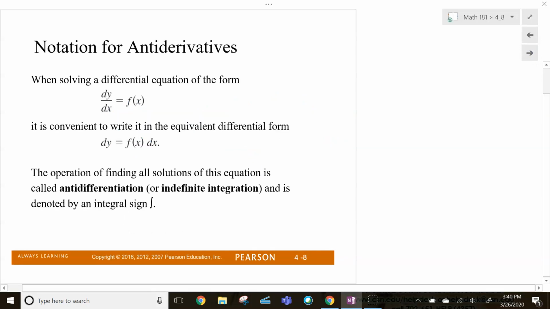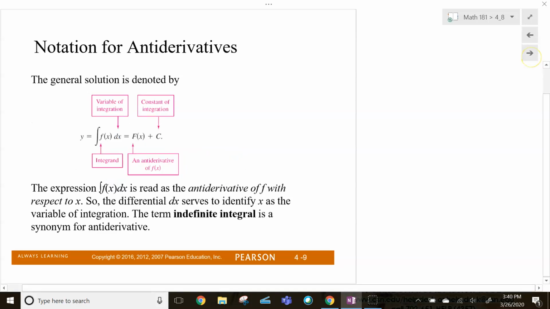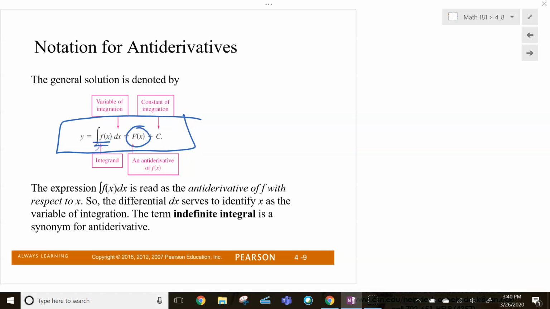Okay. So again, this is just showing some notation that I've already introduced. If you take the dx over and you run the antiderivative, you have y equals whatever the antiderivative of f of x is, plus a constant. So capital F of x is the antiderivative of f. In other words, if I take the derivative of capital F, I get that original f of x.